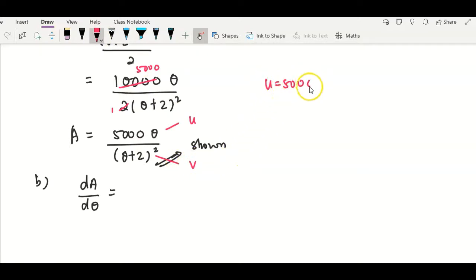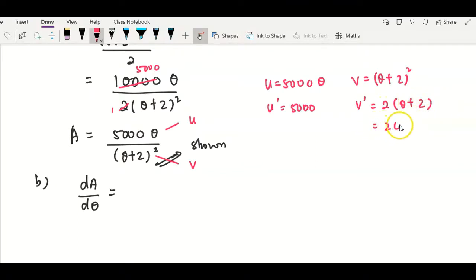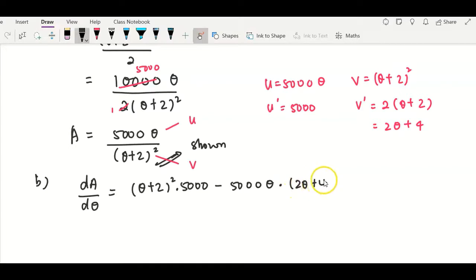If u is 5,000 theta, meaning that du d theta, or u prime, equals to 5,000, and v equals to theta plus 2 squared. So dv d theta, or in simple form we use v prime, will be 2 times theta plus 2 multiplied by 1. So I got 2 theta plus 4. Then apply your quotient rule to get the dA d theta. We got v u prime, which is theta plus 2 squared, multiplied by u prime, that will be 5,000, minus u v prime, which is 5,000 theta multiplied by v prime, that is your 2 theta plus 4. And this will be over v square. V square will be theta plus 2 squared, squared again, will be power of 4.